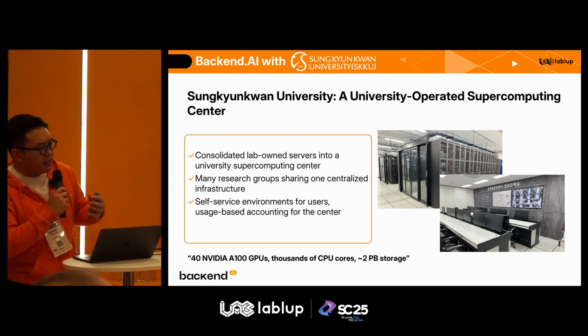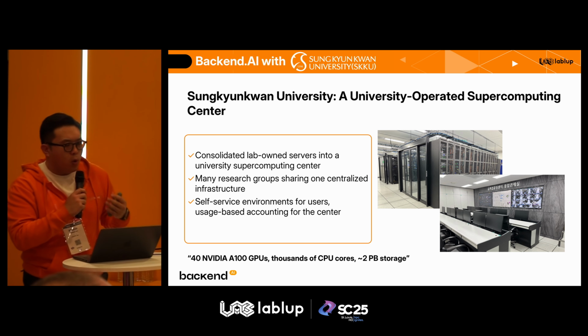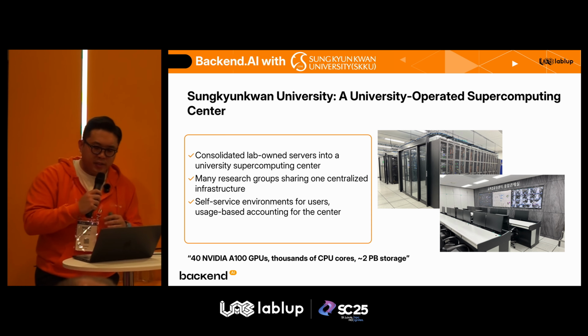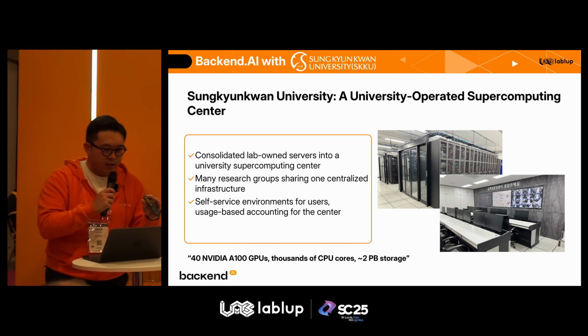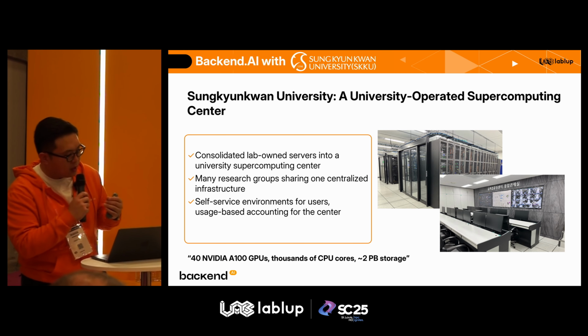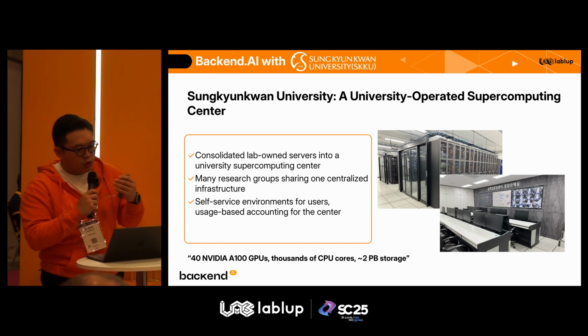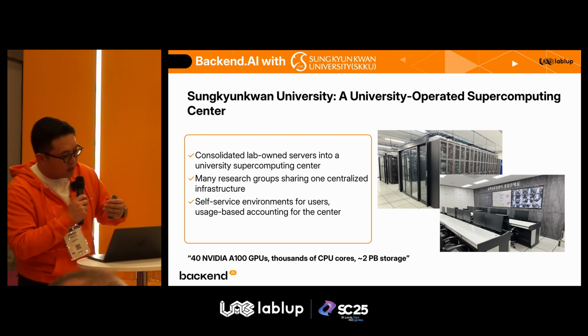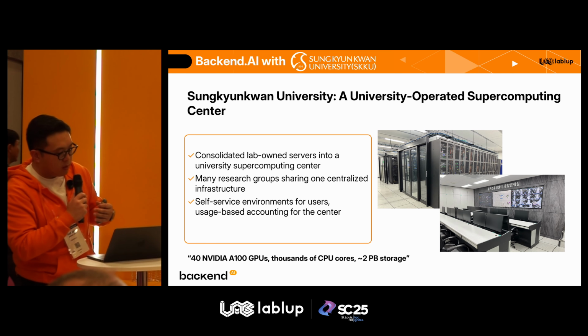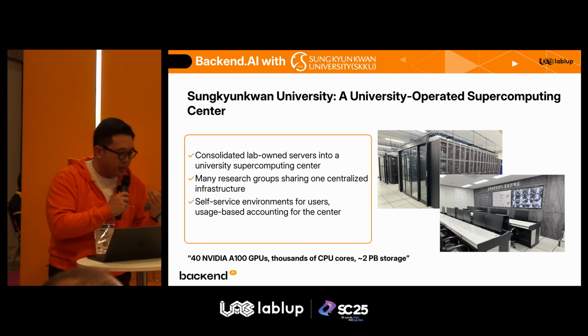Previously, each lab owned its own servers, and now the researchers have consolidated into a university-level center. So the goal was not just owning a big system, but letting researcher groups share the infrastructure fairly and allowing them to configure the environment they need themselves.